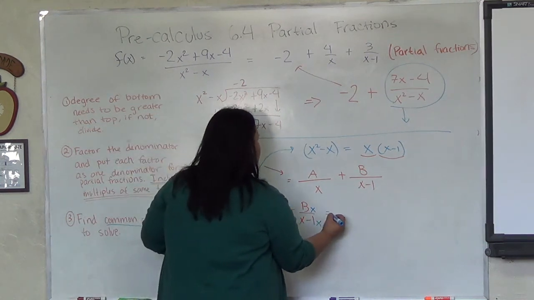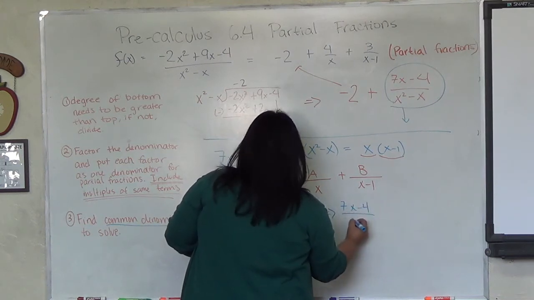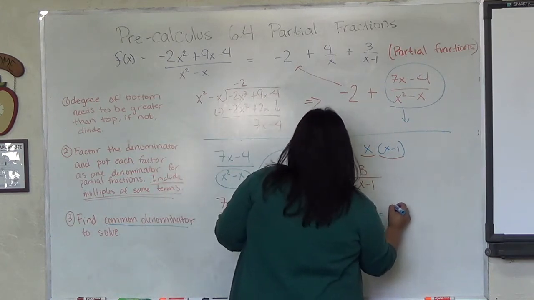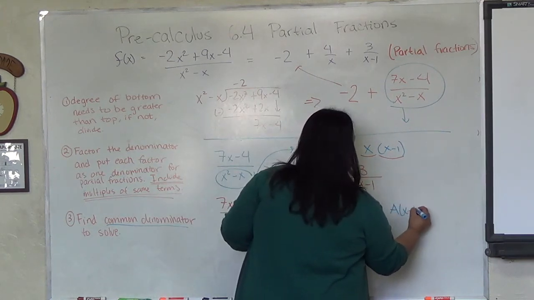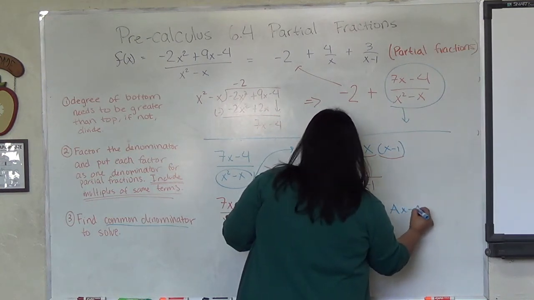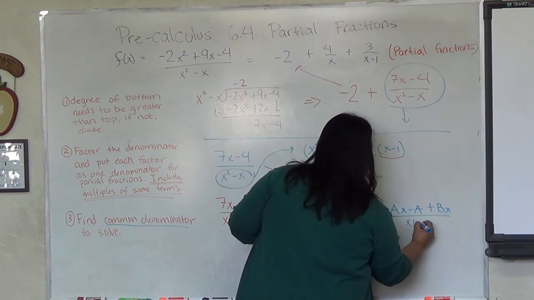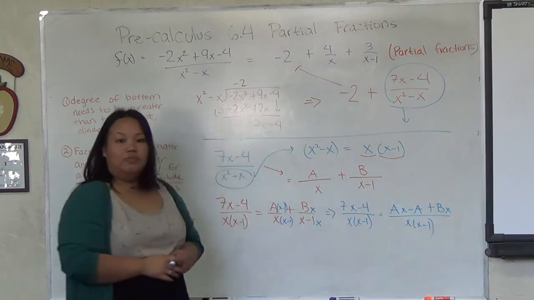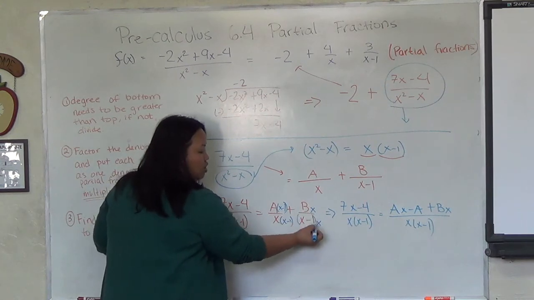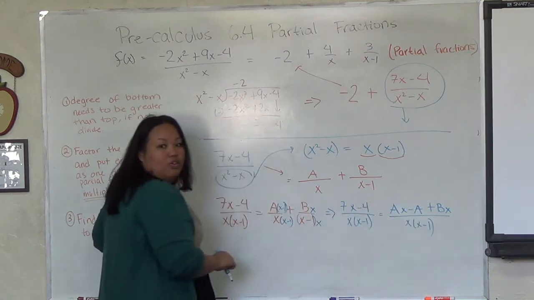So then this gives me 7x minus 4 over x(x minus 1) equals A(x minus 1) plus Bx, which is Ax minus A plus Bx, all over x(x minus 1). I took this, distributed it, and now they have common denominators, x(x minus 1), and so they become all one fraction.